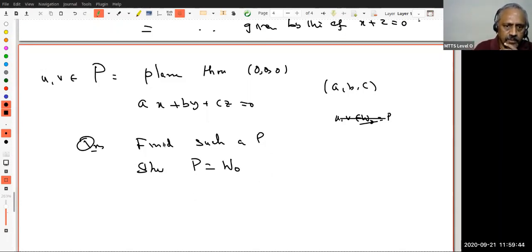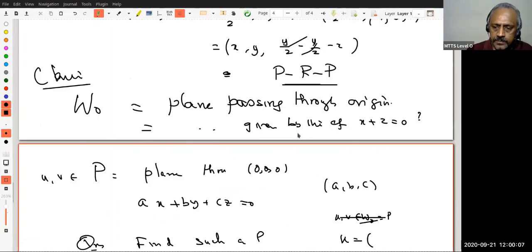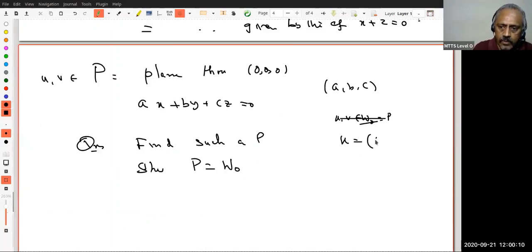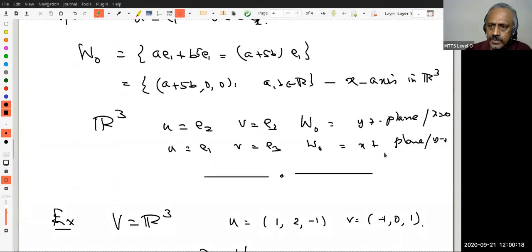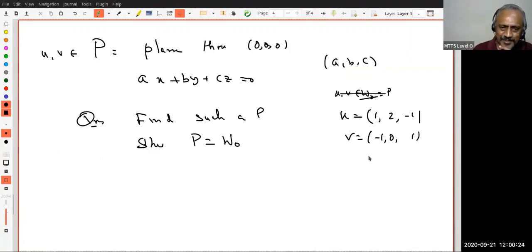Okay. Now to find such a P means what? I have to find what A, B, C are, right? Just now I did that, but let's go back again. If u and v belong to this plane, then I have to substitute what is u. I forget what is u. Let me write u equal to 1, 2, minus 1. And v is, I believe, minus 1, 0 and 1. Am I right? Or 1, 0, minus 1. Minus 1. Very good. Okay. This much I remembered.